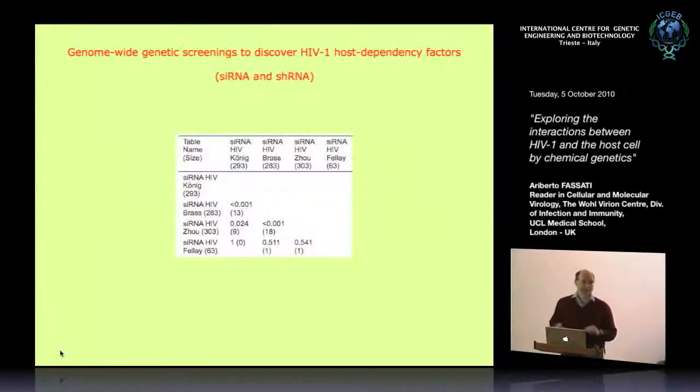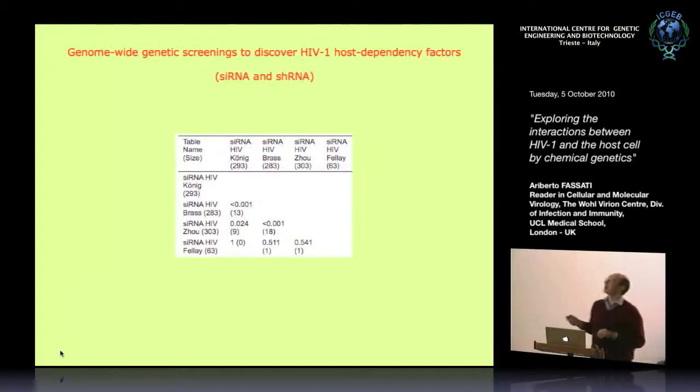So one strategy is to use siRNA. So we knock them down. There are whole genome screens you can do. You knock down all the genes you know, and then you look for which genes affect HIV replication. Now there is a number of these studies that have been carried out. I listed four here. The first one was by Brass, published in Science a couple of years ago, and there are now a number of others.